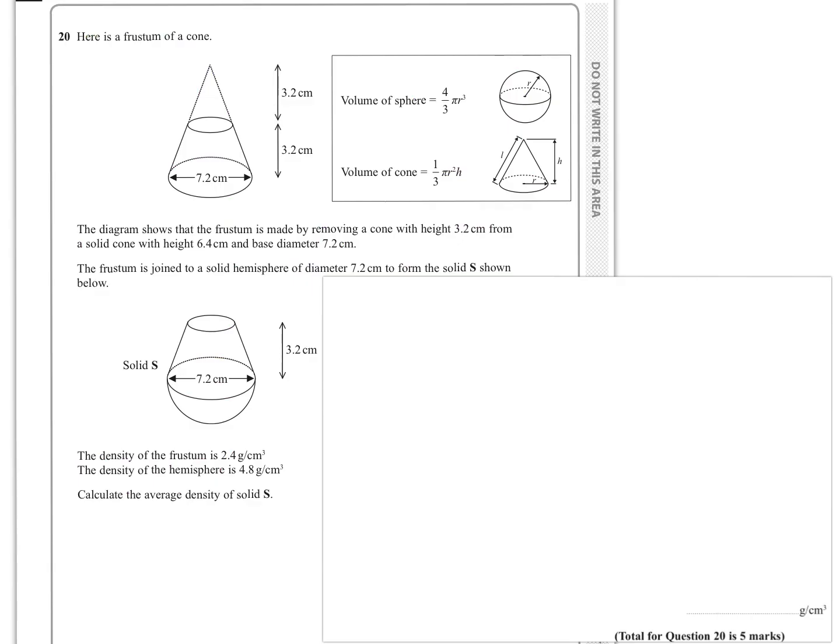Question 20. We're given a frustum of a cone, we're given some formulae here, and we're told that the diagram shows that the frustum is made by removing a cone with height 3.2 centimeters from a solid cone with height 6.4 and a base diameter 7.2. And it says the frustum is joined to a solid hemisphere, so it's taken here and it's joined to a solid hemisphere of diameter 7.2 centimeters to form the solid S shown below.